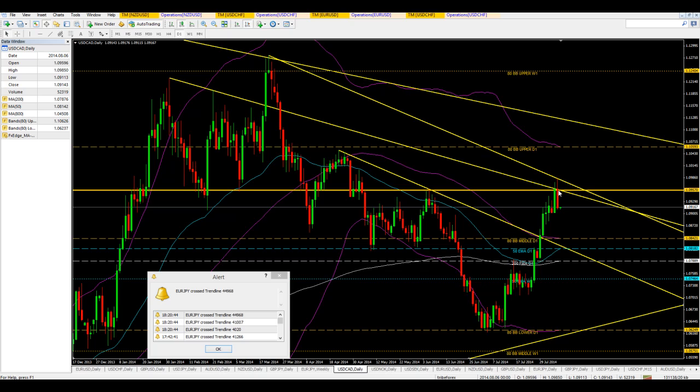Euro dollar buy at 1.3360. Dollar Swiss sell at 0.9095. Pound dollar buy at 1.6820. Dollar yen sell at 102.33. Aussie dollar buy at 0.9334. New Zealand dollar buy at 0.8447. Pound yen sell at 172.45. Euro yen buy at 136.36. And dollar CAD sell at 1.0957.